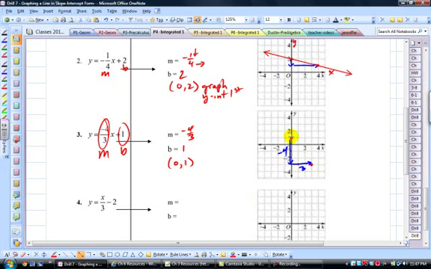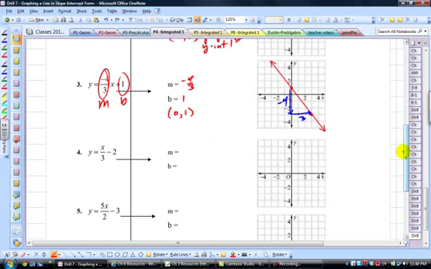So let's see, or I can go up 3, left 4. Oh, let me change that. I got it backwards. Up 4, left 3. Let me get my line tool again. There we go. All right, make it look good.